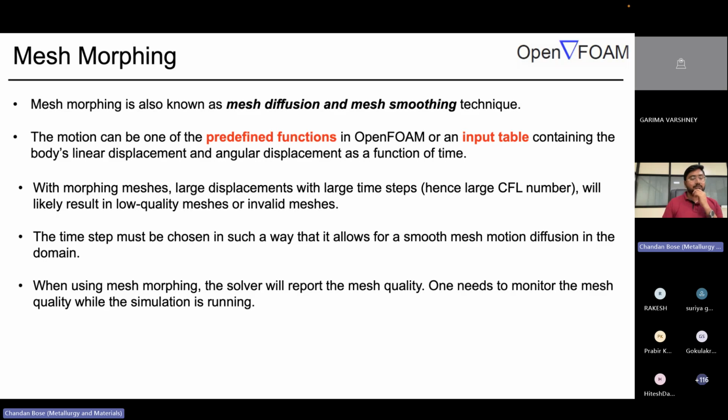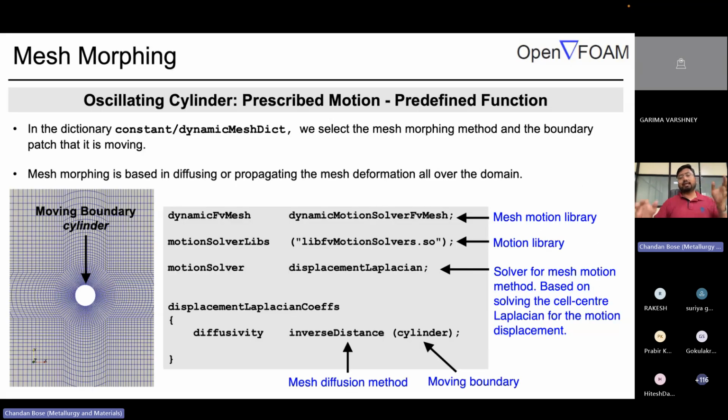and according to the order of accuracy of the schemes. Now, when using mesh morphing, the solver will report the mesh quality, and one needs to monitor the mesh quality while the simulation is running. Now, let's see some examples visually so that you get the idea.